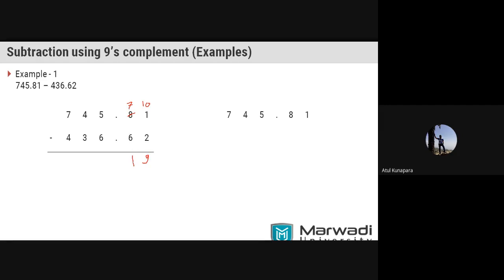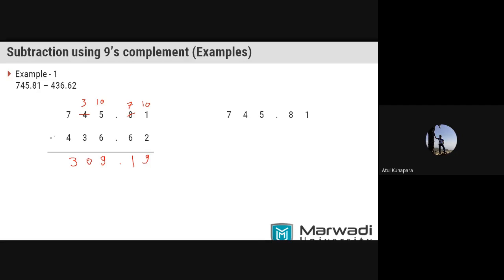7 minus 6, it will be 1. And 5 minus 6 cannot be performed, so here it is going to be 3, and here it is 10. So 15 minus 6 is going to be 9. 3 minus 3 is going to be 0. And 7 minus 4 is going to be 3. Right? So this is what your decimal answer is. That's a very simple subtraction we can perform.